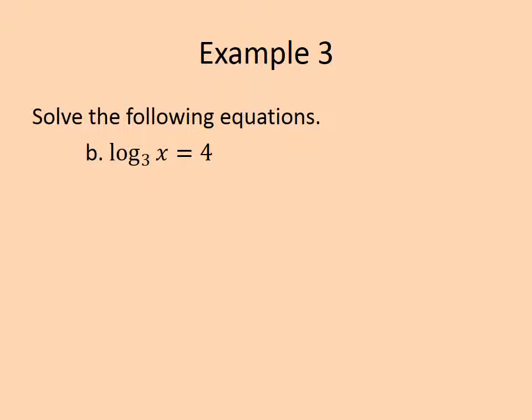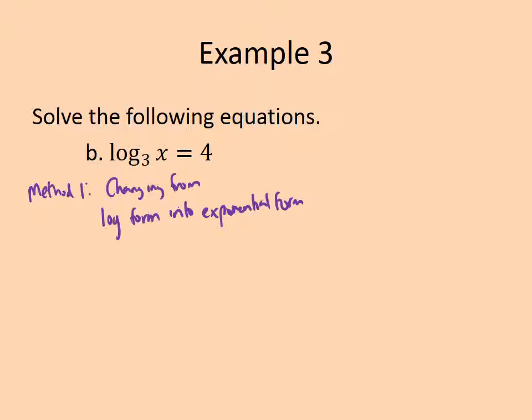Once again, we can use either method. Method 1 is changing from log form into exponential form. So log base 3 of x equals 4 becomes 3 to the 4th equals x, which is x equals 81, because that's 3 to the 4th.